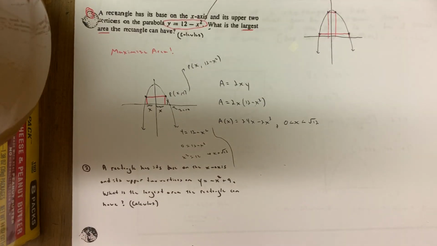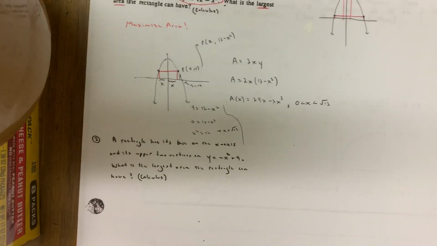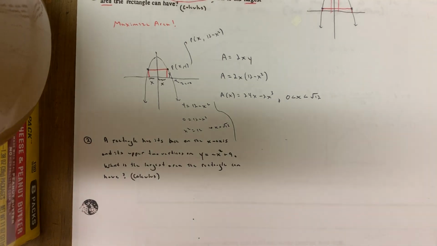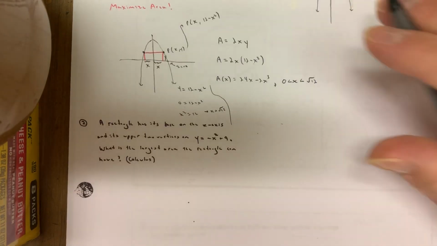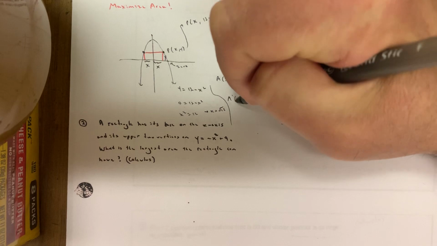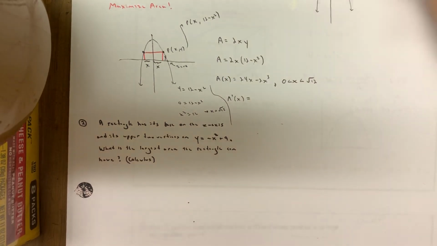I got calculus here. How do you figure out where a function has a maximum using calculus? Well, surely there must be some sort of test. And there is. Okay, the first derivative test. Let's make A prime of x right here. Take our derivative. You can really start having fun.